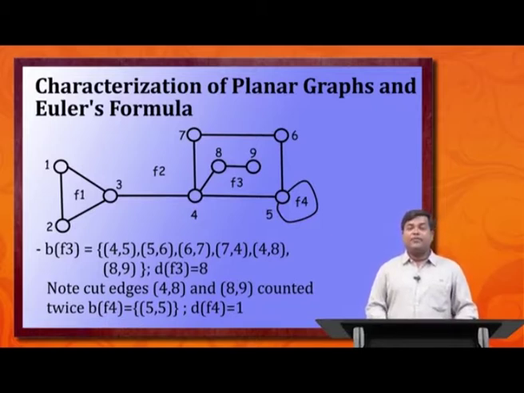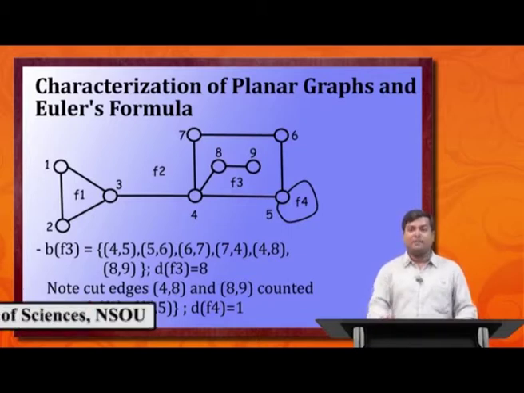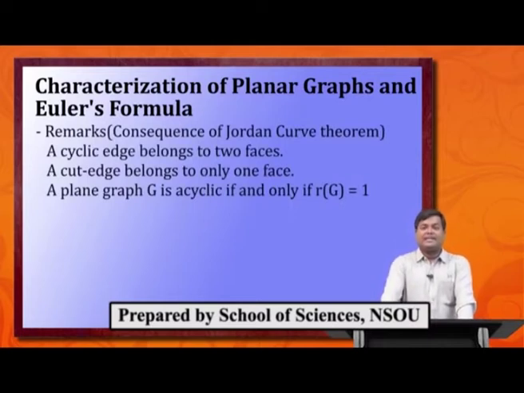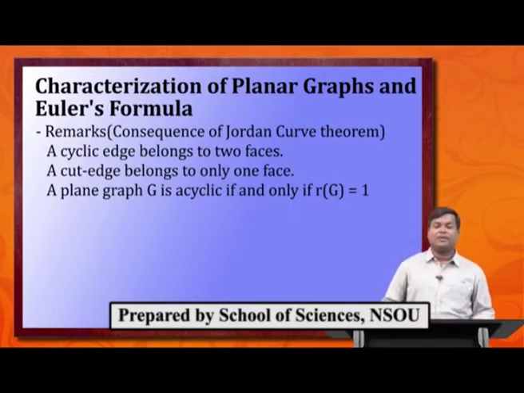And the final thing is the F4 phase. The boundary of F4 comprises a single edge, that is actually the self loop 5,5, and the degree of that is also 1. Now we have a few more remarks which are basically the consequence of the Jordan curve theorem.